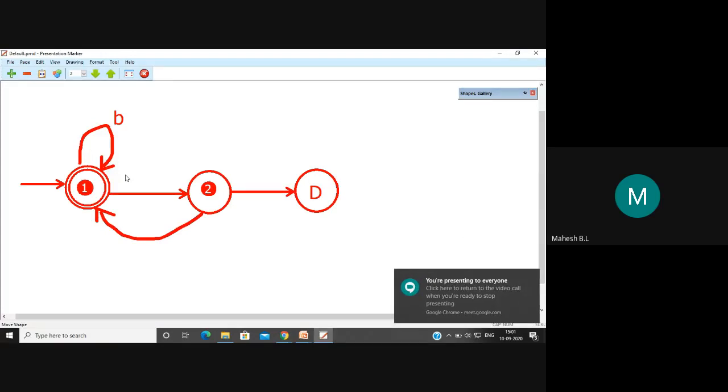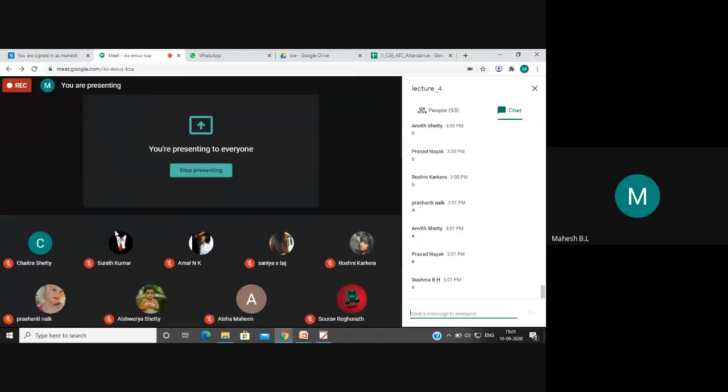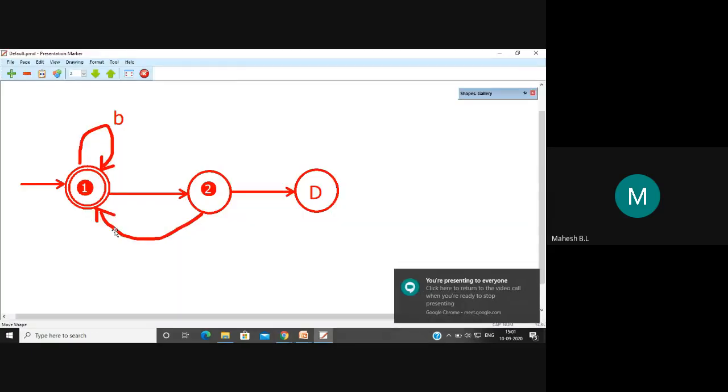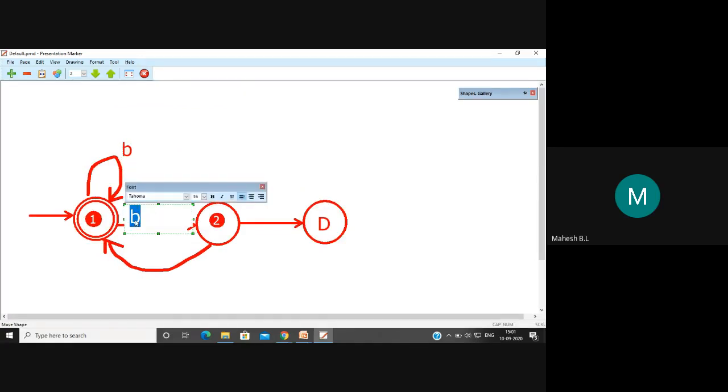Okay, then what should be the label for the transition from state 1 to state 2? And similarly, the label for the transition from 2 to 1. Can you tell me? So it should be A. So the label for the transition from 1 to 2 is nothing but A.